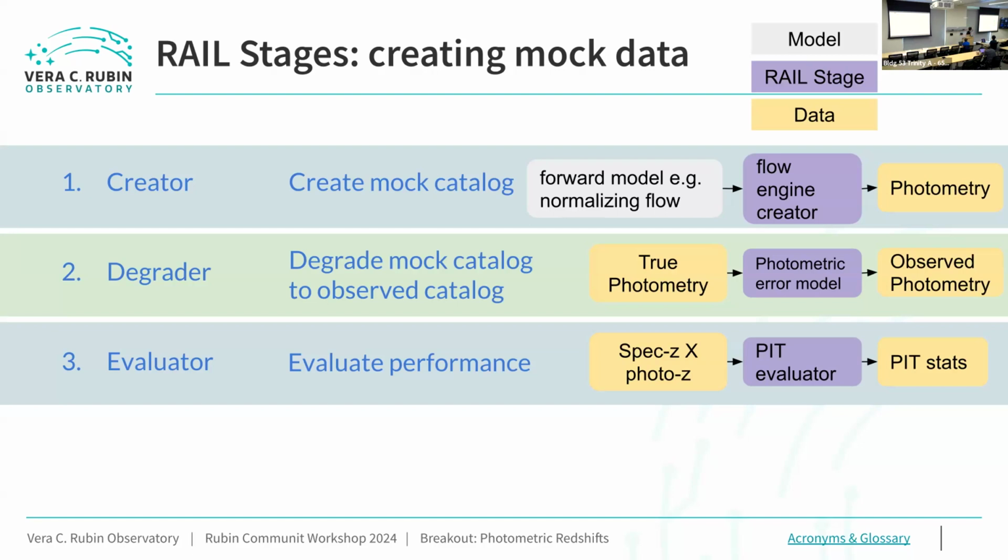And we also are building evaluators into RAIL, to get different kinds of metrics on how the photo-z methods perform after you run them. And this will provide great information on how Rubin will choose the default photo-z method that it's going to provide to the users.